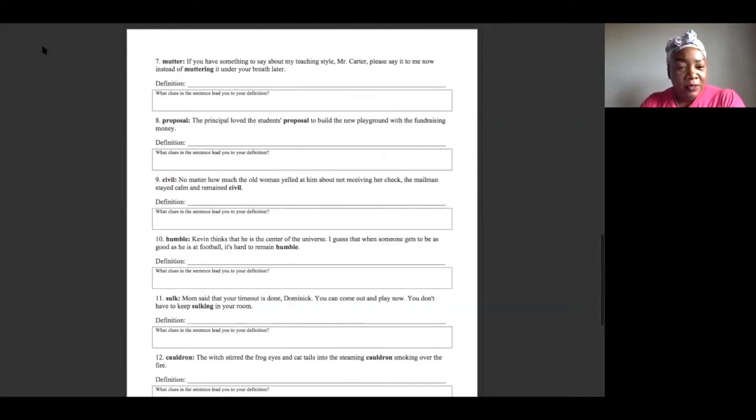Number 7. Looking at the word mutter. All right, if you have something to say about my teaching style, Mr. Carter, please say it to me now, instead of muttering it under your breath. So what are the clues that tell us what the word mutter, or muttering, means?